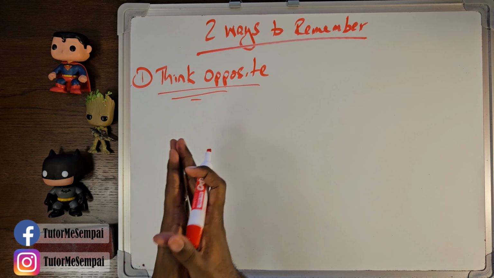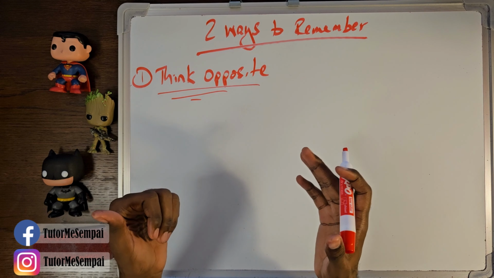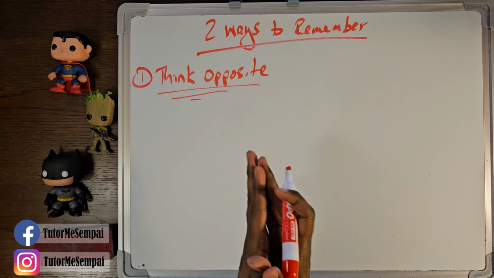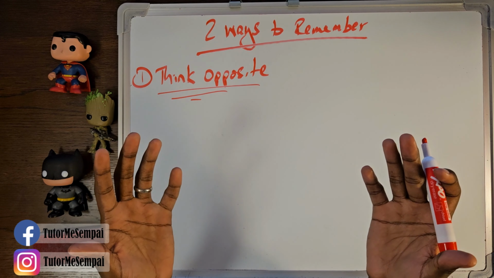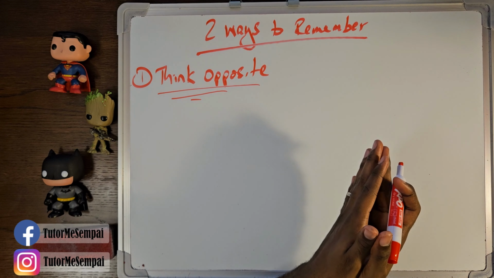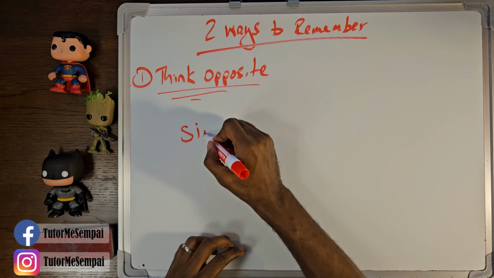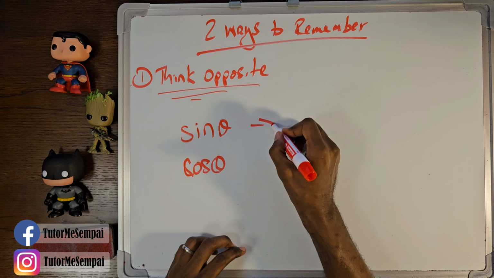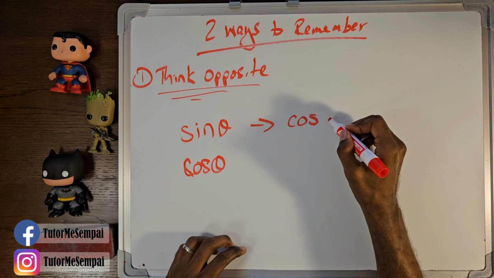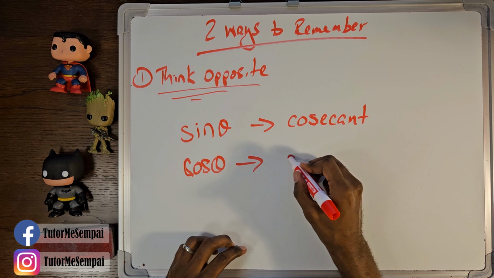The first one I dub think opposite. Now the main thing you need to remember would be the cosecant and the secant, because cotangent is going to be fairly obvious. Cotangent goes with tangent. But how do you not get confused with secant and cosecant? And that's why I dubbed this think opposite. Remember, we went from sine theta and cosine theta to cosecant and secant.